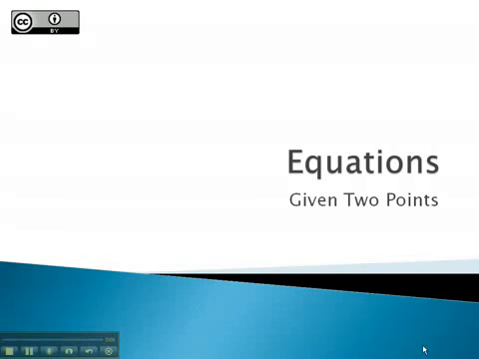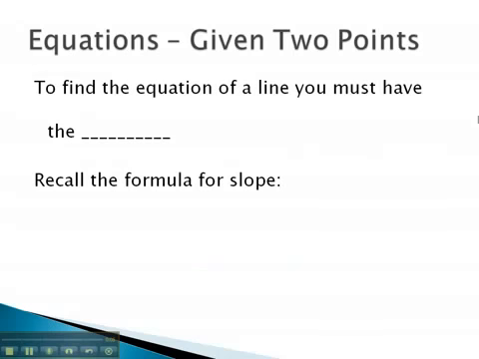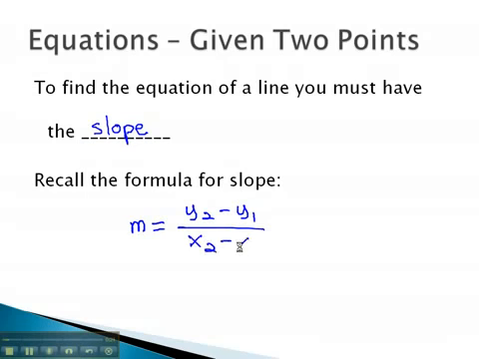In this video, we will look at how we can find the equation of a line if we are given 2 points on the line. One important fact is that to find the equation of a line, we must have the slope. We will recall that the formula for slope is found by taking y2 minus y1 over x2 minus x1. Using this, we can find the slope between any 2 points.